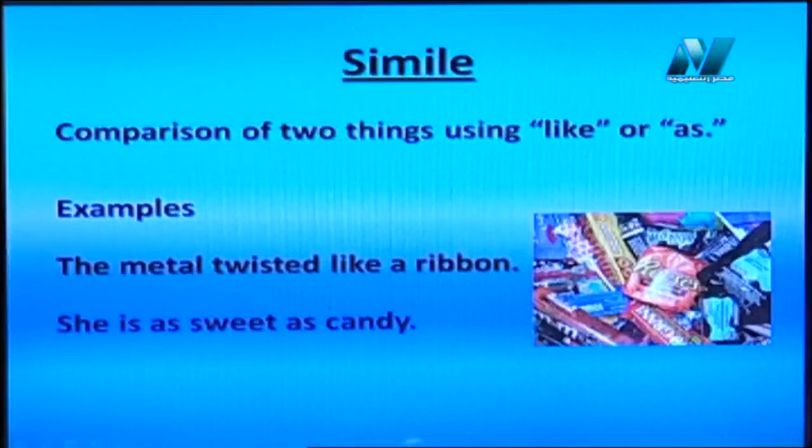The first thing in the figurative language we are going to deal with is the simile. The simile means a comparison between two things, but you use some words like as or like. We call it in Arabic tashbih. For example, if I say the metal twisted like a ribbon, this means that the metal is like the ribbon in its flexibility. So I'm comparing the metal with a ribbon, and I use the word like. Or I say she is as sweet as candy. So here I'm comparing someone and the candy in sweetness. So here it's kind of nice words to say.